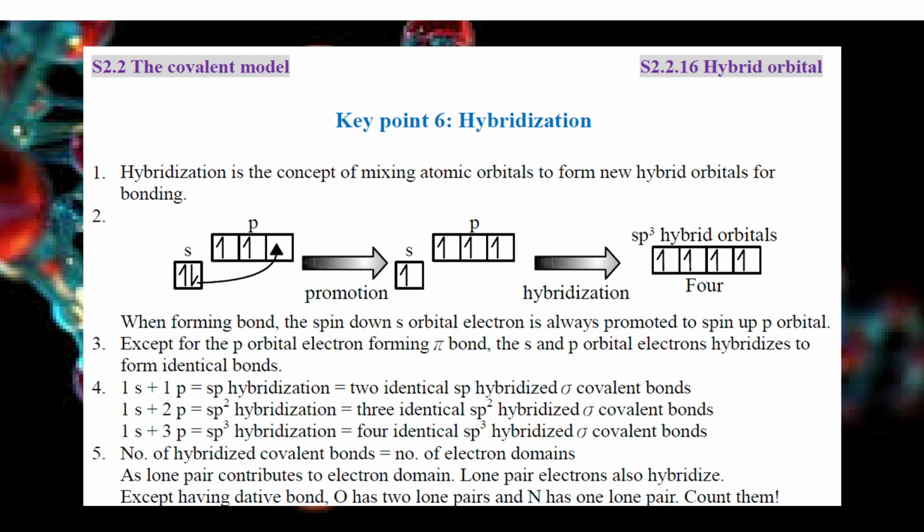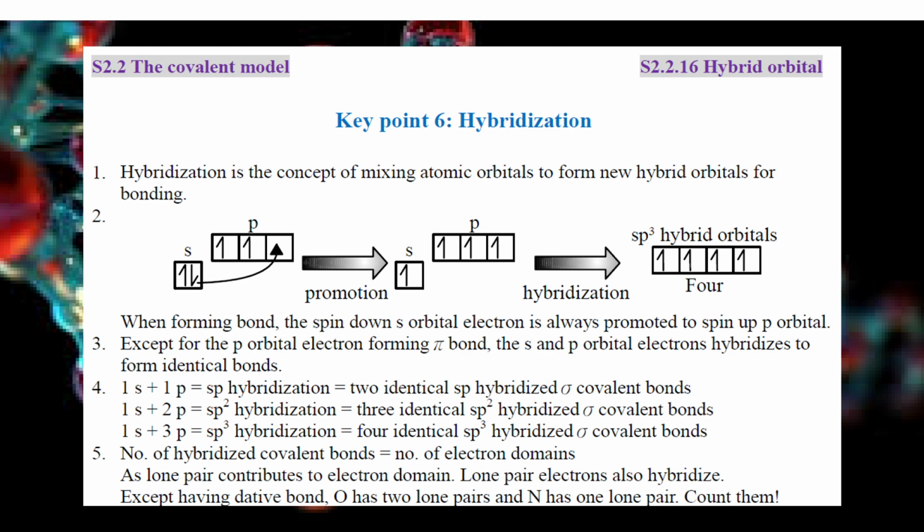Hybridization is the other concept. For hybridization, the s electrons, spin up and spin down, must be promoted to the p, and then hybridization will occur. But which ones will be hybridized? It depends on whether they are the same type. If they are sigma bonds, they will hybridize. If they're a pi bond, no hybridization. Very easy. Remember, except for the p orbital electrons forming pi bonds: if it has a double bond, 1 less, it should be sp2. If we have 2 double bonds, 2 less, it will be sp hybridization. So remember, pi bonds can't hybridize; only sigma bonds hybridize together.